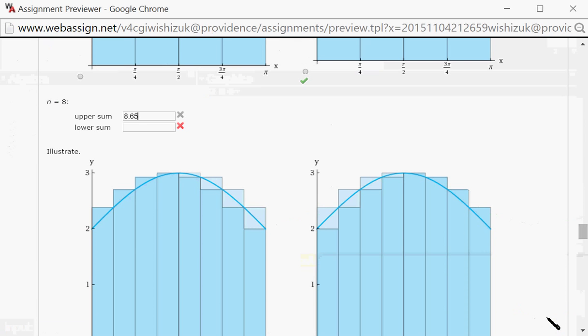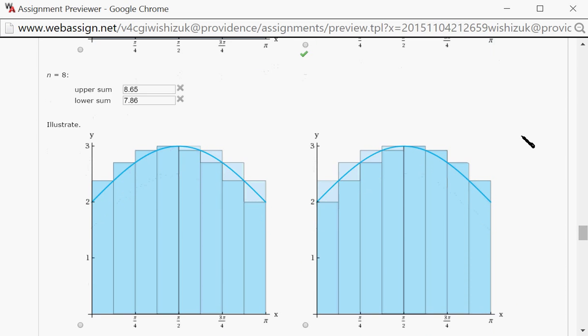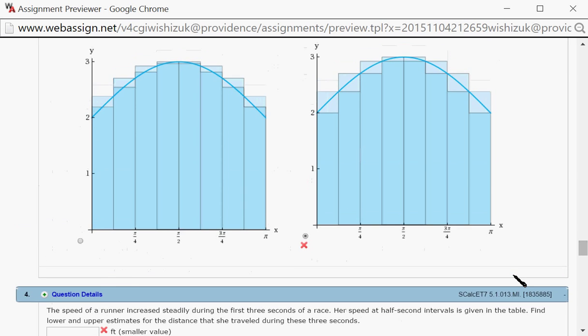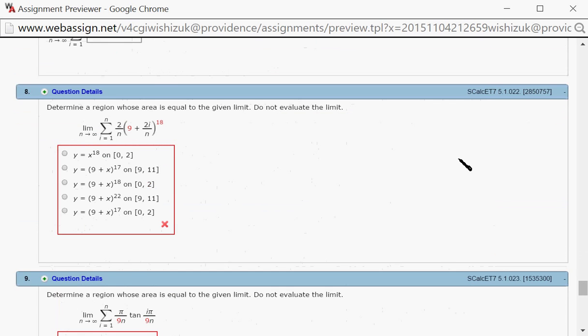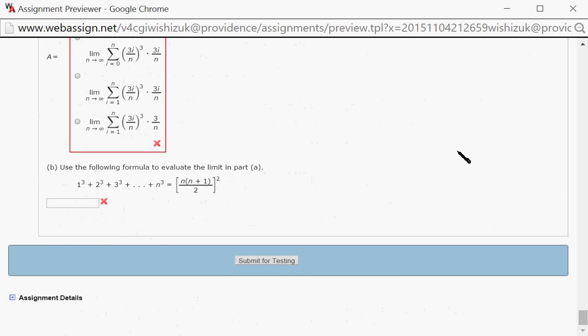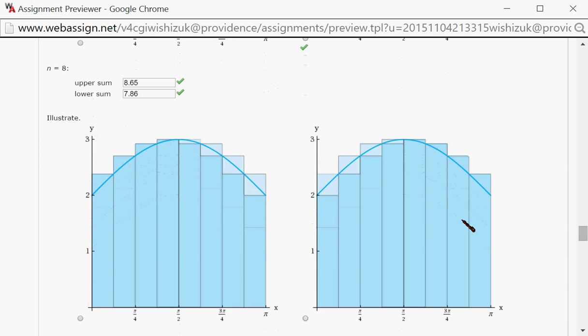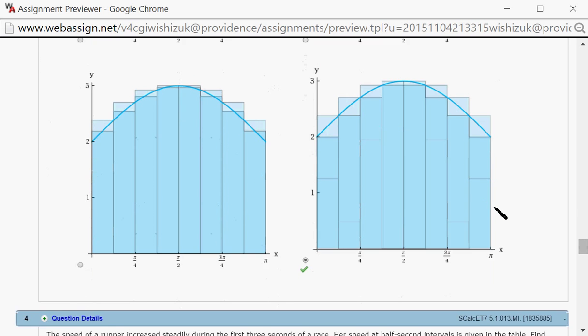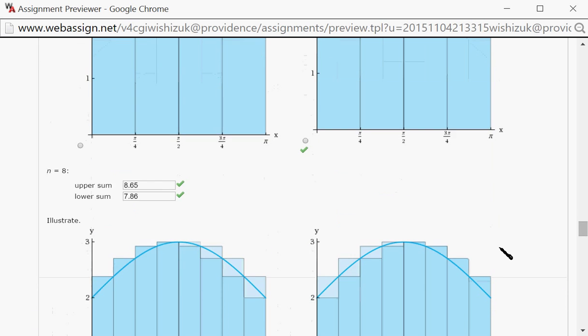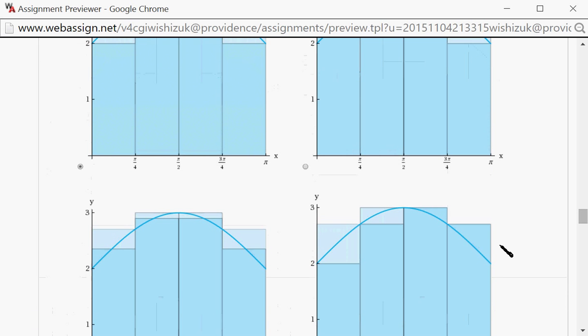So let's put that in, 7.86, right? We already chose the picture, so let's submit for testing. Alright, for n equals 8, we got the correct upper sum and the lower sum, and we got the correct picture. Alright, that's it. I hope that this was clear.